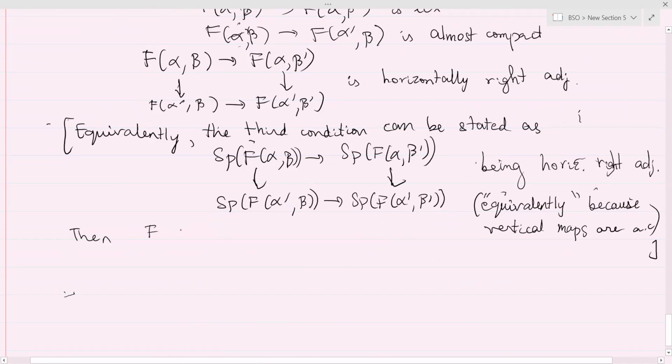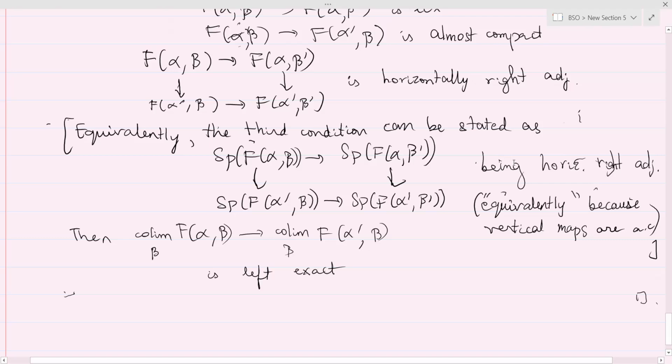F alpha to column, sorry, the column of F alpha beta along beta to the column of F alpha prime beta is left exact. Yeah. All right.